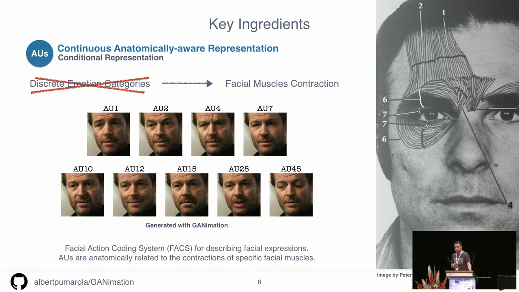Here you can see the result of our method when changing one action unit at a time with different levels of intensity. Of course, to generate more complex expressions like the ones we saw at the beginning, we can just combine multiple of these at the same time. For example, in the bottom right, you can see that we can control how open the eyes of the person are simply by tuning the intensity of action unit 45.